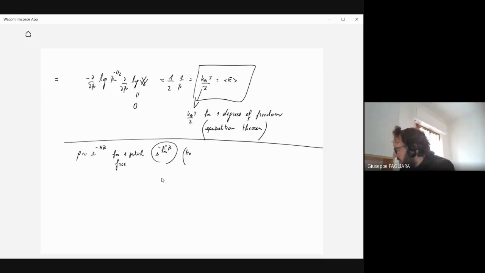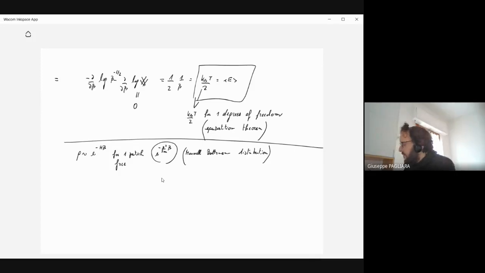Okay, but we will derive this later. So this is the Maxwell-Boltzmann distribution. Actually, we will see how to modify the Maxwell-Boltzmann distribution when we are in the presence, for instance, of an external field, which could be a gravitational field.